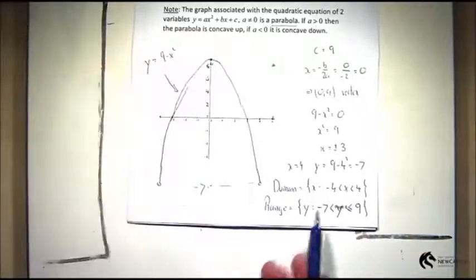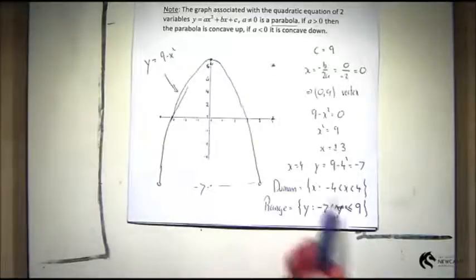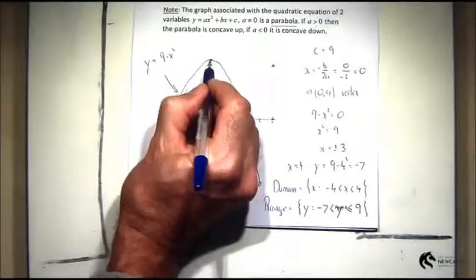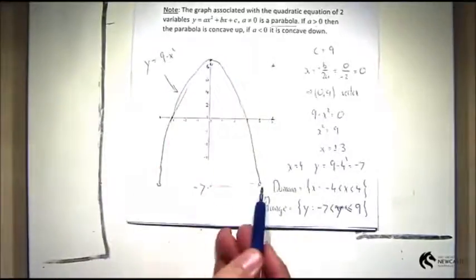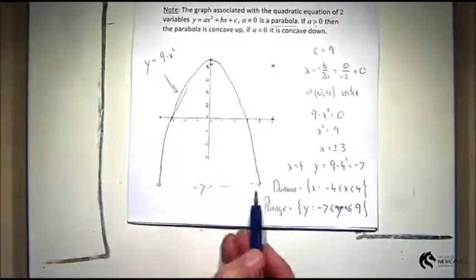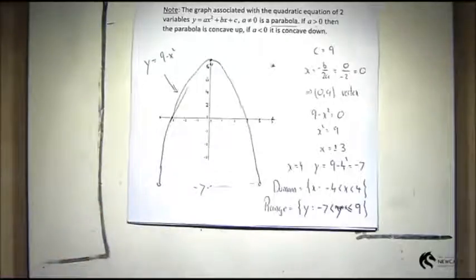So minus 7 is not in it, plus 9 is in it. Because there is a point with a y value of 9, there's not a point with a y value of minus 7, because of our open circles. And so that's our range.